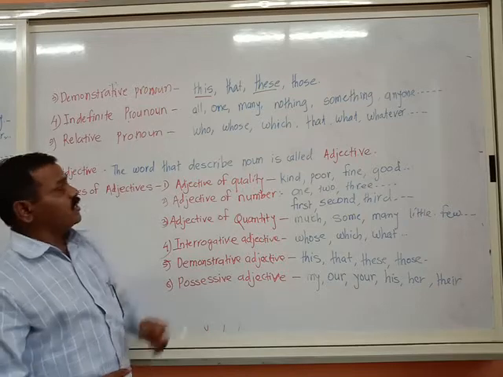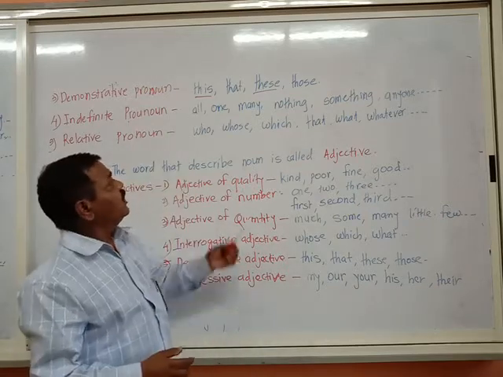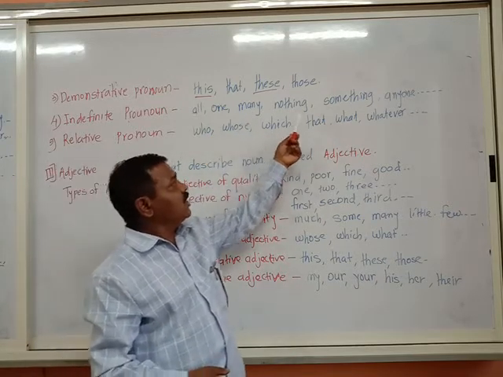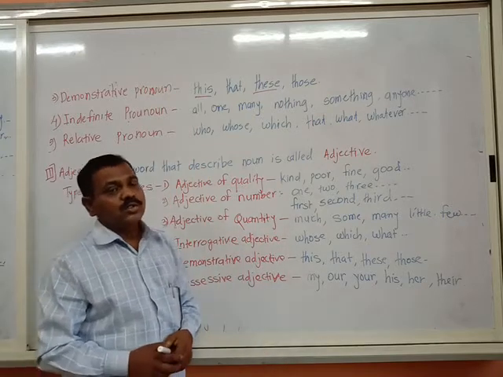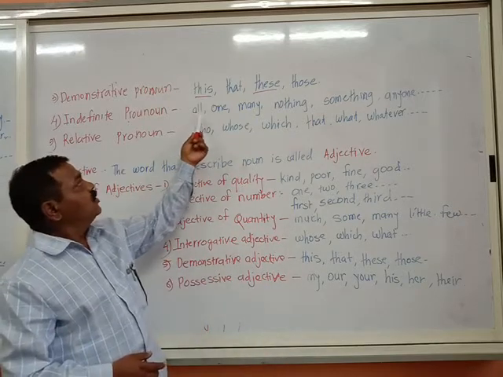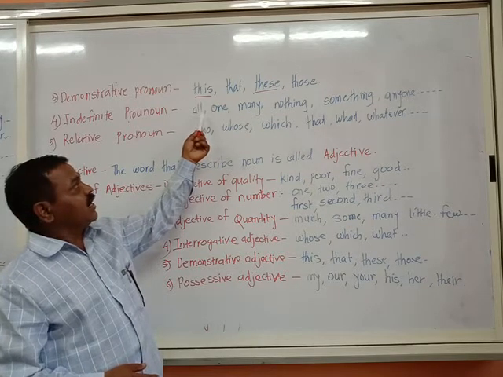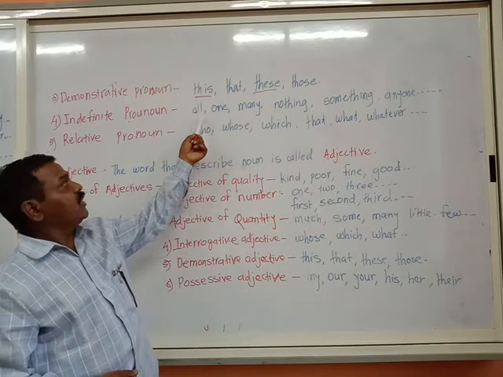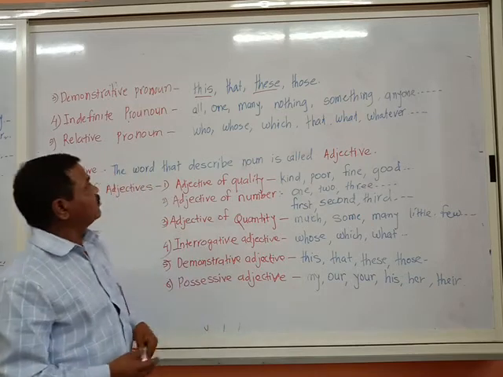Then indefinite means we cannot say exactly. See, they are indefinite: all, one, many, nothing, something, anyone, etc. We use them in place of the noun, but exactly cannot be explained or defined. How many are there? Who are there? All, one, many, nothing: they are indefinite pronouns.